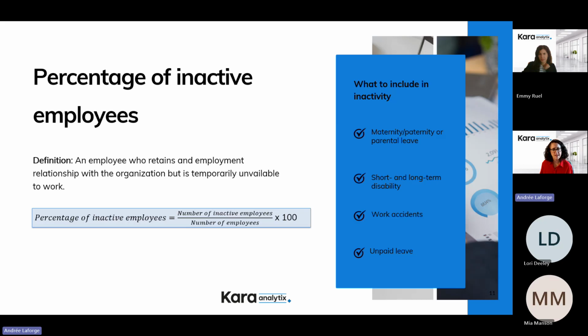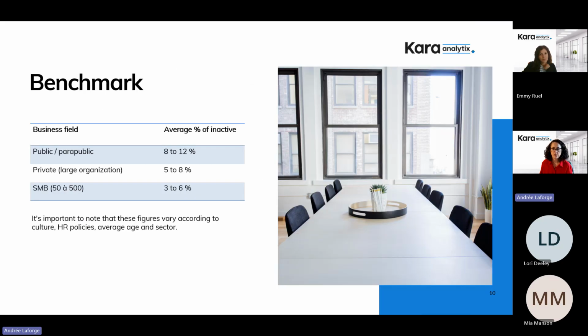But what could be a benchmark for your percentage of inactive employees? If you are in a public or para-public organization, your average percentage of inactive employees should be between 8 to 12%. If you are in a large organization in the private sector, your average percentage of inactive employees should be more in the 5 to 8%. Finally, if you are a small private organization, your average should be between 3 to 6%.